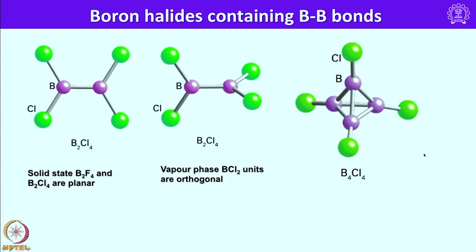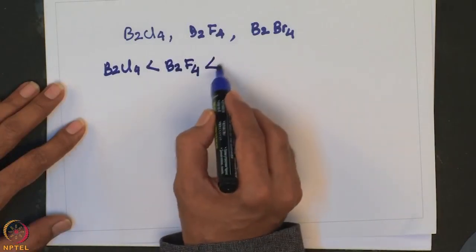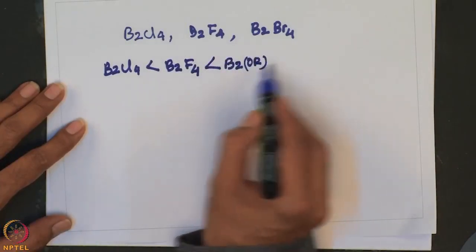And of course, B4Cl4 has a structure like this, where 4 boron atoms are disposed at the 4 corners of a tetrahedron, and here these are all chlorine atoms. And a metathesis reaction can be used to make these B2X4 derivatives. The thermal stability of these derivatives increases with the increasing tendency of the X group to form pi bonds with boron. So, one can write the stability in this order: B2Cl4, B2F4, B2(OR)4.